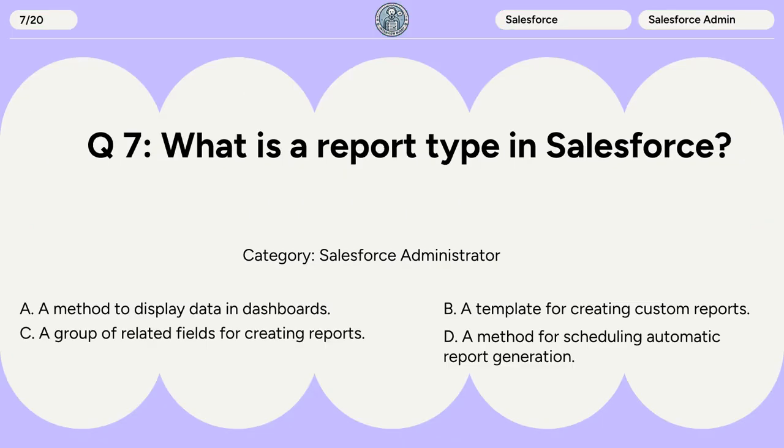Question 7. What is a report type in Salesforce? A. A method to display data in dashboards. B. A template for creating custom reports. C. A group of related fields for creating reports. D. A method for scheduling automatic report generation.